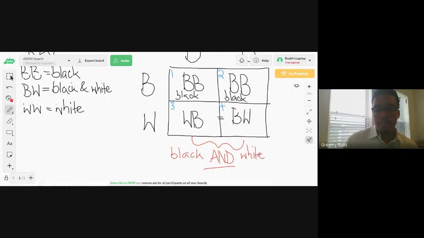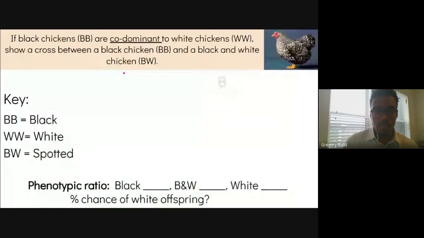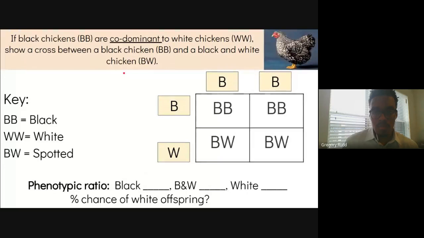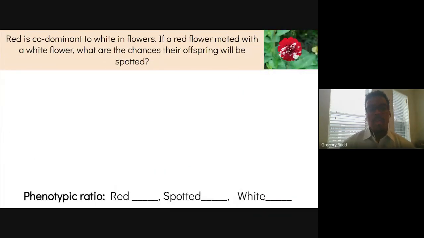So I have 0 white chickens here, which means my chances of a white offspring are 0%. Okay, let's do another.